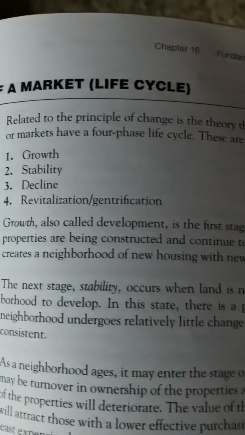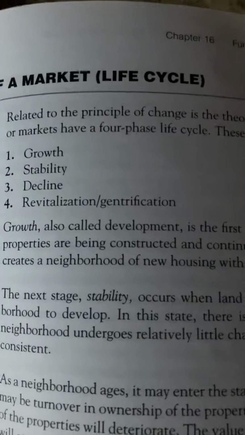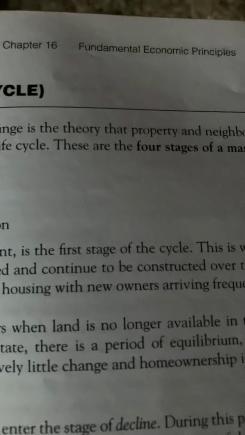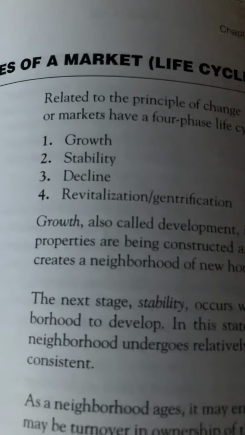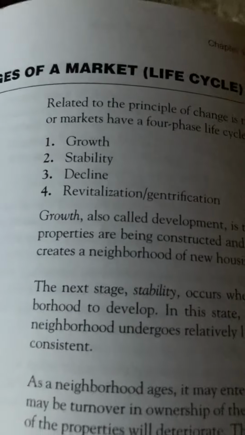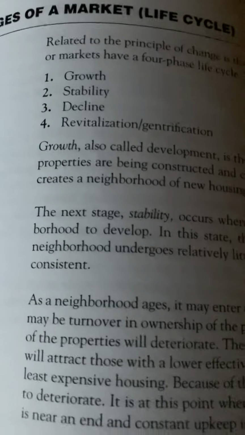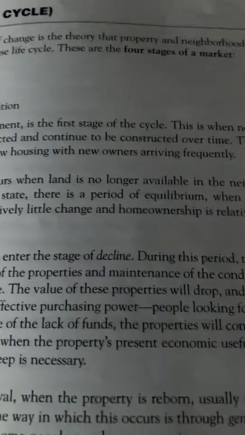Page 445. Four stages of market life cycle. Related to the principle of change is the theory that property and neighborhoods or markets have a four-phase life cycle. These are the four stages of a market. Number 1, growth. Number 2, stability. Number 3, decline. And number 4, revitalization/gentrification.